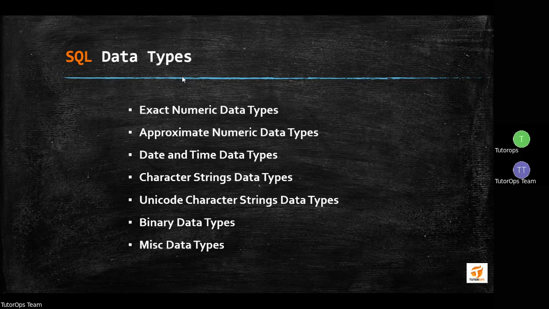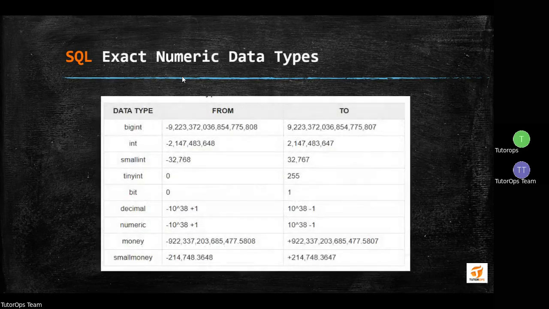So, till this point, I think you have understood why we need data types in SQL. Let's see what the different data types present in SQL are: exact numeric data types, approximate numeric data types, date and time data types, character string data types, Unicode character string data types, binary data types, and miscellaneous data types. Let's start with exact numeric data types. Here is a list of the data types present in SQL: bigint, smallint, tinyint, bit, decimal, numeric, money, smallmoney, and they have different ranges.